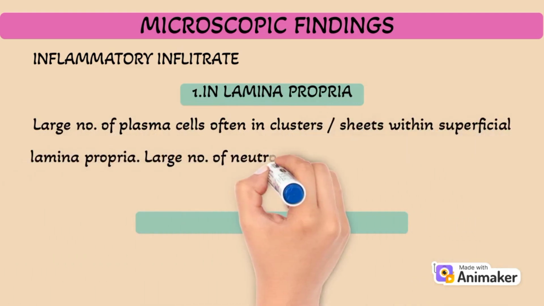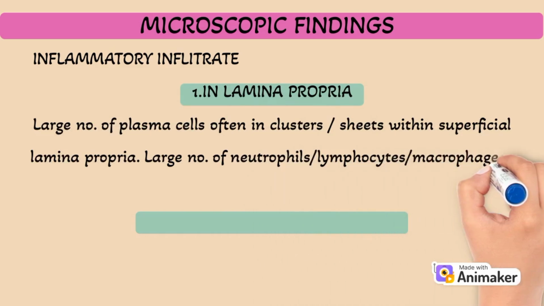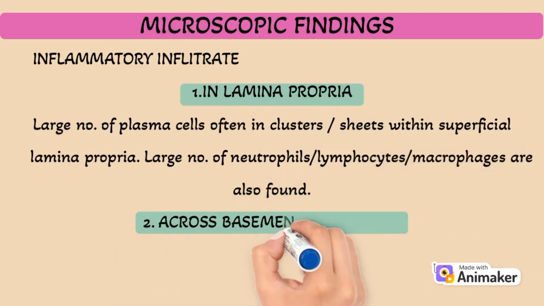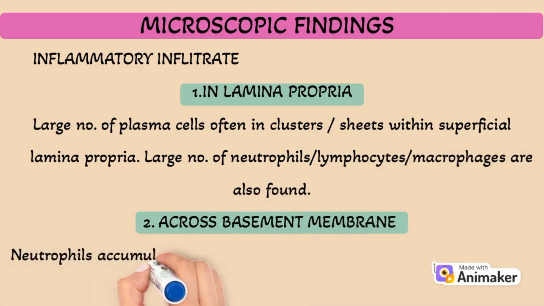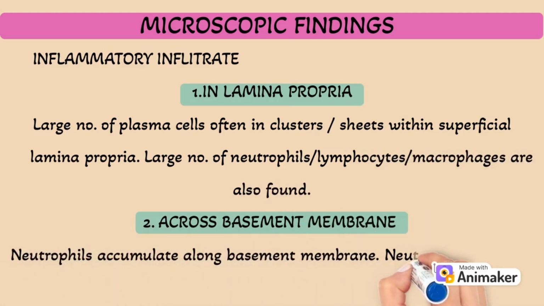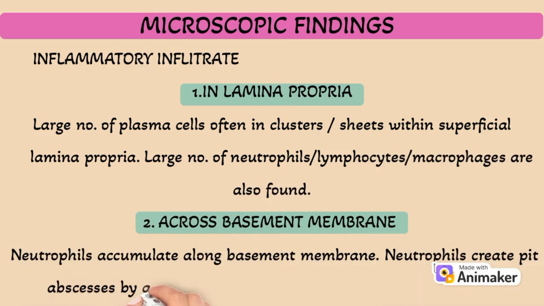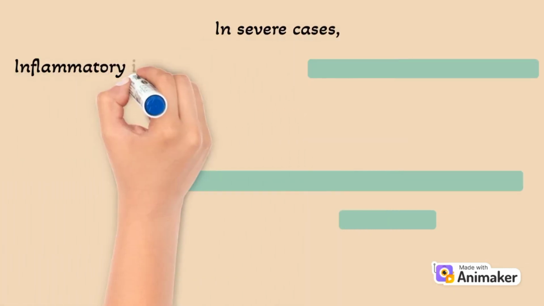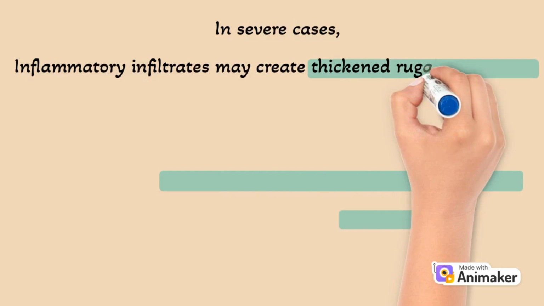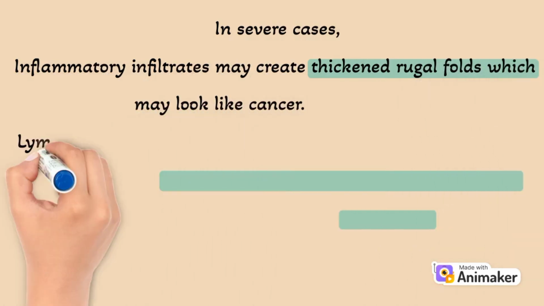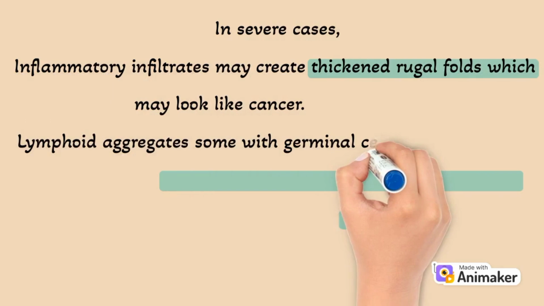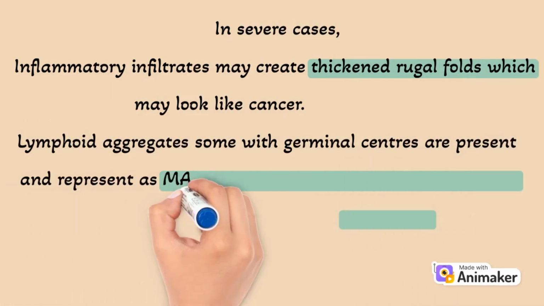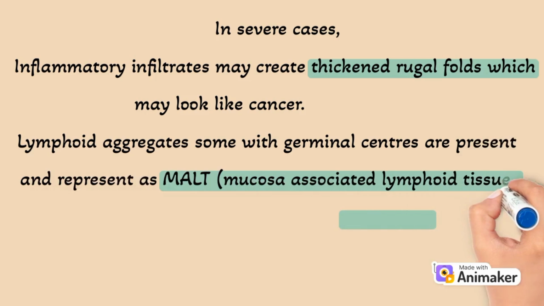Large number of neutrophils/lymphocytes/macrophages are also found. 2. Across basement membrane, neutrophils accumulate along the basement membrane. Neutrophils create pit abscesses by accumulating in lumen and pits of gastric glands. In severe cases, inflammatory infiltrates may create thickened rugal folds which may look like cancer. Lymphoid aggregates, some with germinal centers, are present and represent MALT, mucosa-associated lymphoid tissue, which has potential to transform into lymphoma.